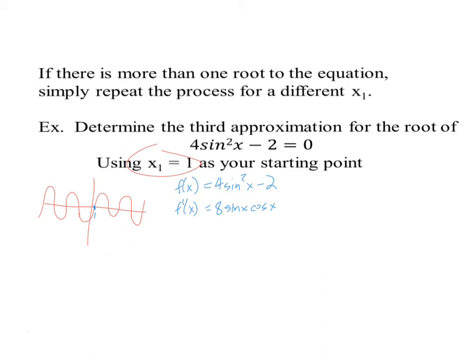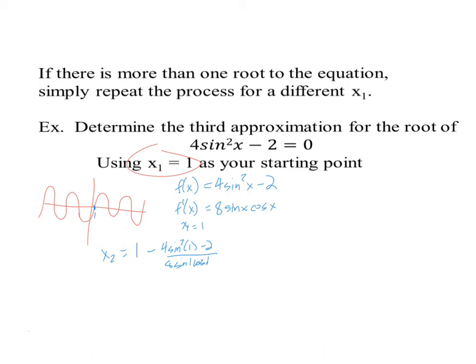So in our formula, if x1 is 1, we're ready to solve for x2. So x2 would be 1 minus 4 sine squared of 1 minus 2, and then we would divide by 8 sine 1 cos 1. And again, you can type those in your calculator. We could do storing, whatever method you want. So I'll type it in here quick and we'll see what we get.